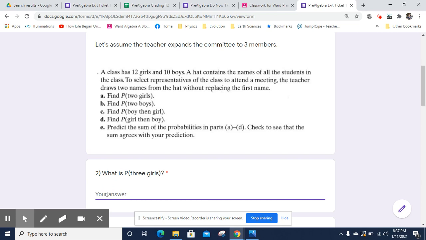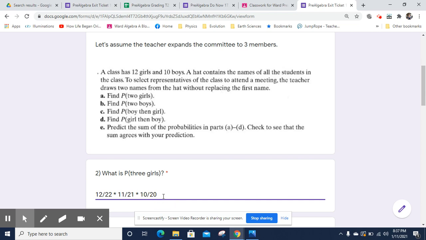Well, you start off with the probability of the first girl, which would be 12 out of a total of 22 people's names in the hat. Now, after that first girl is drawn, there are only 11 girls out of 21 names in the hat. And then there are only 10 girls out of 20 names in the hat. So you're going to multiply 12 times 11 times 10 over 22 times 21 times 20.